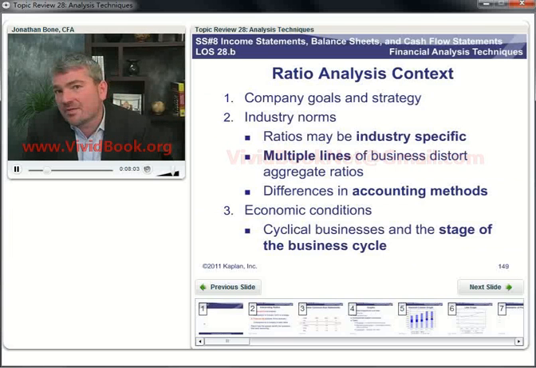We've talked about the multiple lines issue before. If we've got conglomerate companies, then of course we're going to need to use segmental disclosure to compute our ratios. And we know, of course, if we're comparing between firms, then accounting methods and accounting principles chosen will reduce comparability. Economic conditions, of course, our ratios will fluctuate over time due to the business cycle, booms and busts, and we need to take those into account when interpreting our ratios.